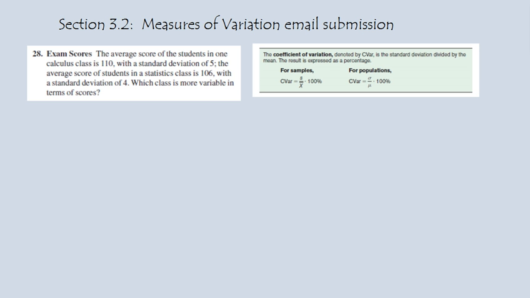Alright, this is a video to help with finding a coefficient of variation. Let's go through and identify what we have here. So this is number 28 from section 3.2. We start off, it says the average score for a student.